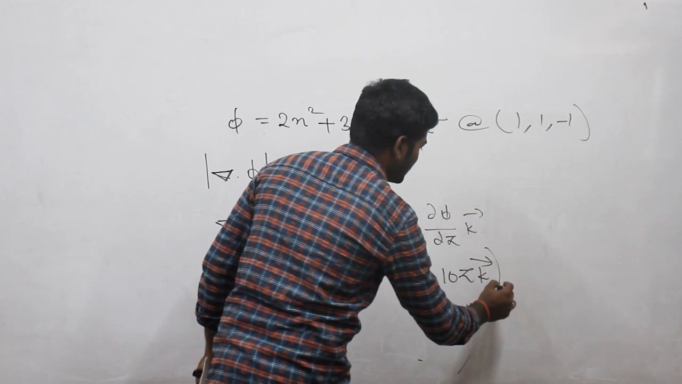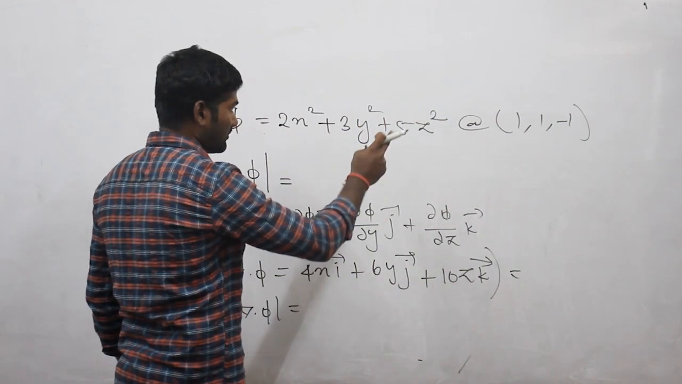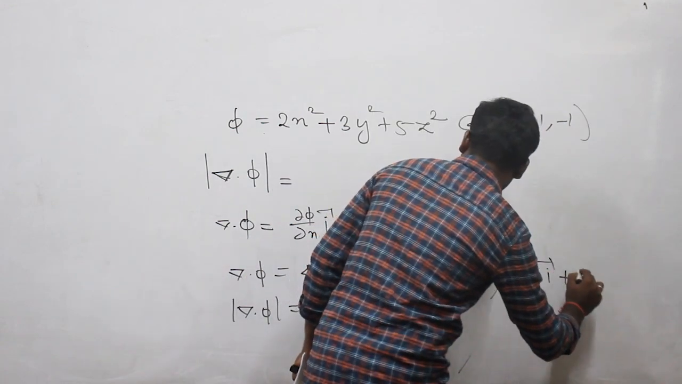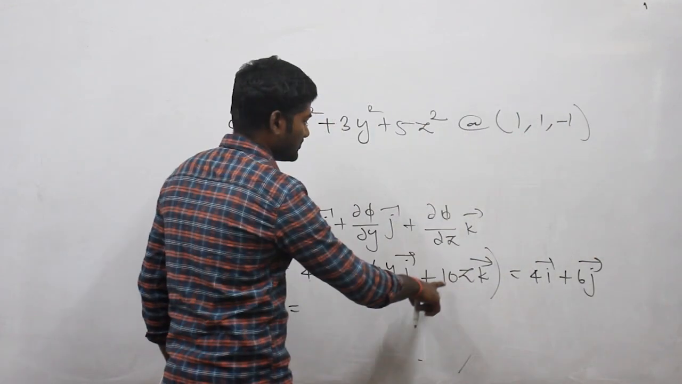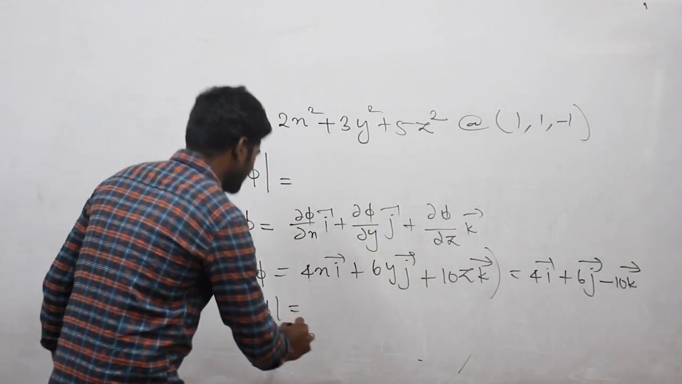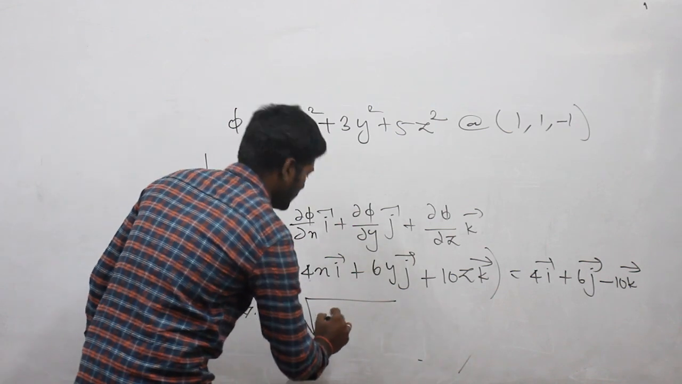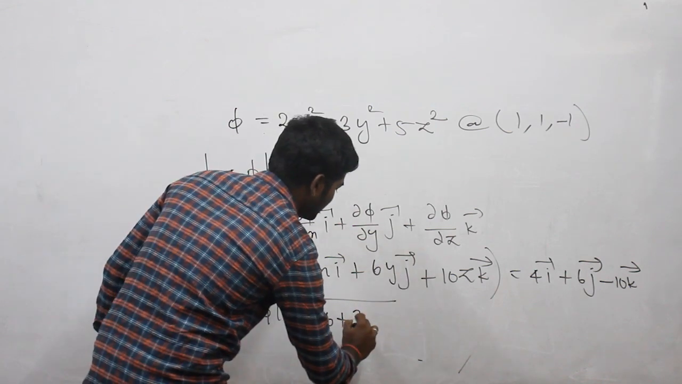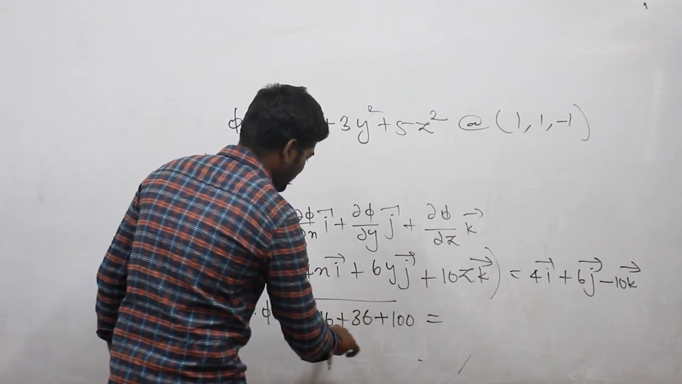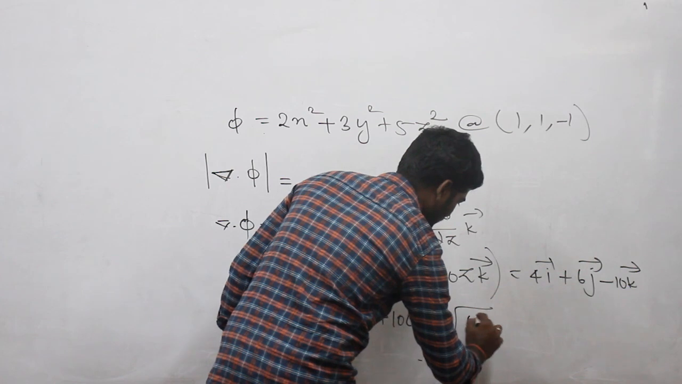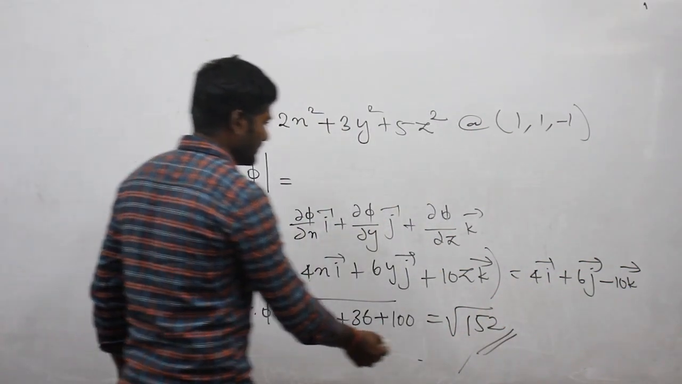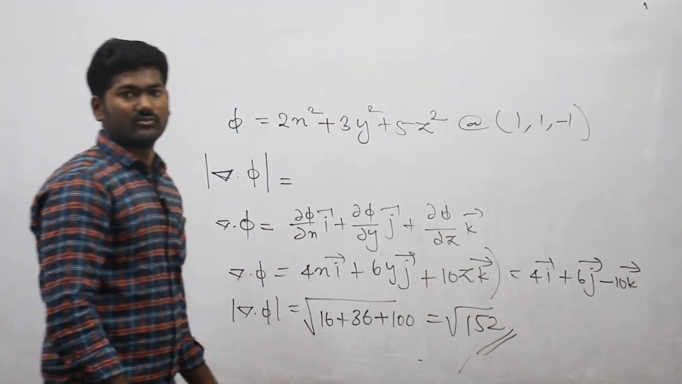If you want to take the modulus, substitute the point here. Substituting 1 comma 1 comma minus 1, this becomes 4 i vector plus 6 j vector, and substituting minus 1 gives minus 10 k vector, right? Now if you take the modulus, what do we get? 16 plus 36 plus 100, so how much is it? 152, so root 152. The maximum directional derivative value is root 152, this is the right answer.